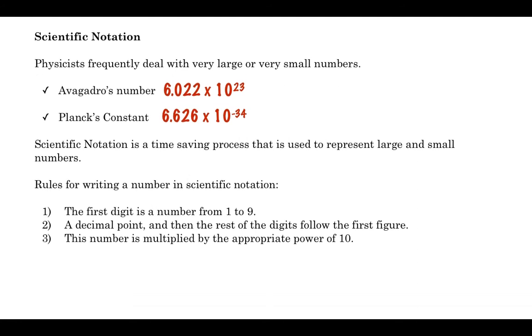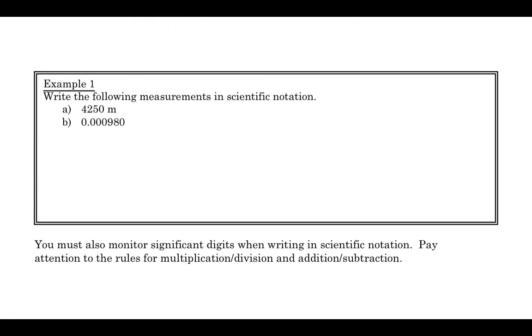So let's take a look at how we're going to do these in an example. Let's write these numbers in scientific notation. All right, so we have 4,250 meters. We need to write this as 4.25.